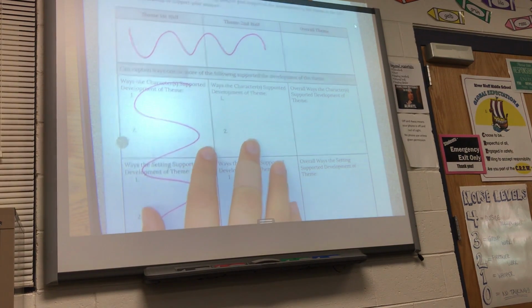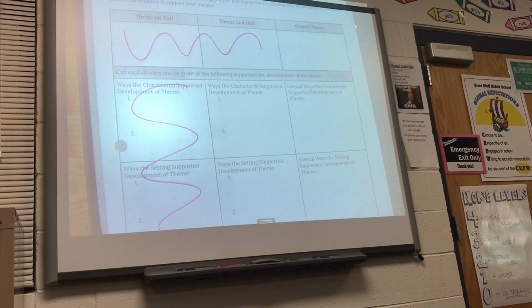Okay. So who can read for us the prompt? Who can read the prompt? Austin, thank you. Analyze how the character, setting, and/or plot supported the development of the theme in the text. Use textual evidence to support your answer. Perfect. So what this is asking us to do is analyze or look at the character, setting, plot, and how do they support the development of the theme. What does that mean? How they support the development of the theme.